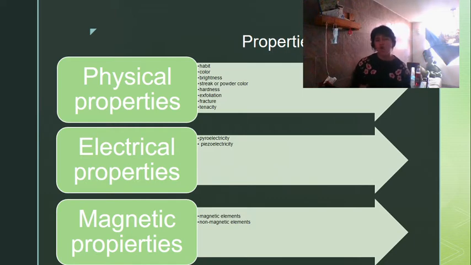Electrical properties. The conduction of electricity in a crystal is related to the type of bond. We can classify materials between conductors and non-conductors. These include pyroelectricity and piezoelectricity. Magnetic properties: some minerals behave like metals, like magnets. These magnetic properties are the result of atomic properties that are specific to a number of elements.